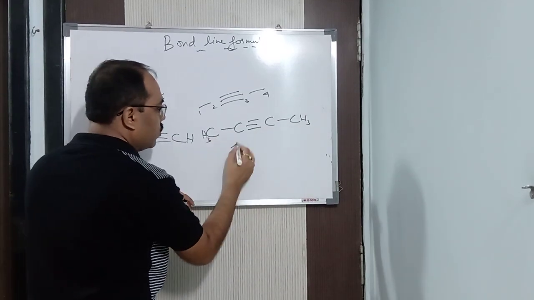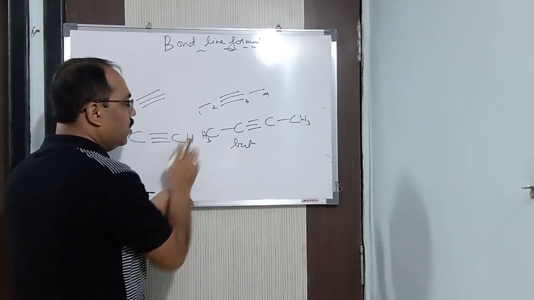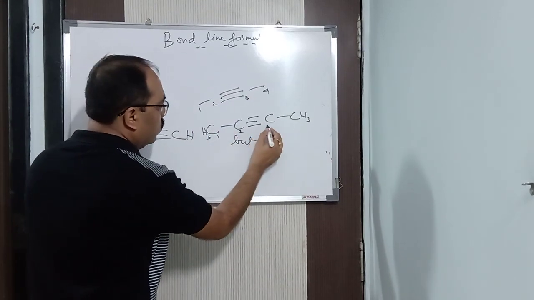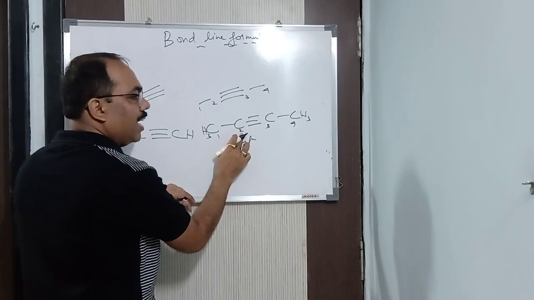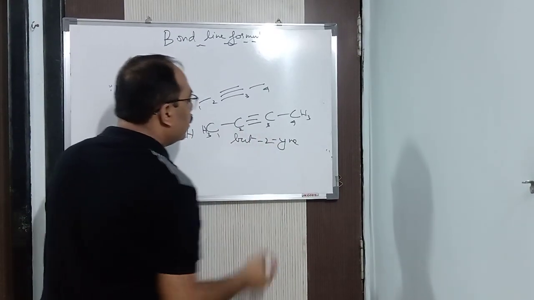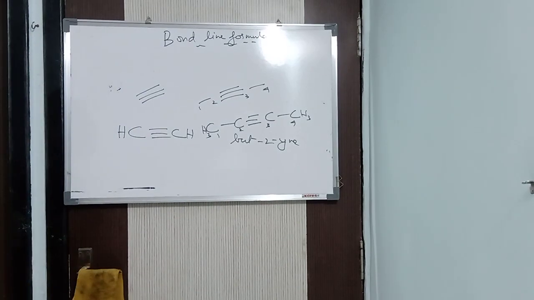Root word is what? Bute. See here, root word is bute. Here also 1, 2, 3, 4. Root word is bute, and 1, 2, 3, 4. In the second position, you got ine. So but-2-yne. That's it. This is how we name it.